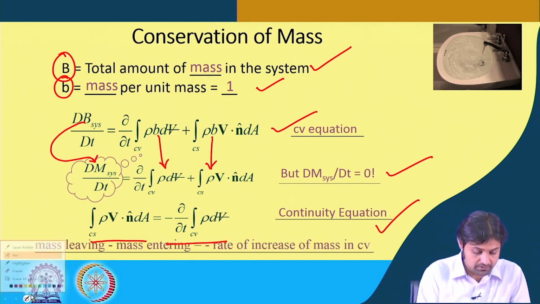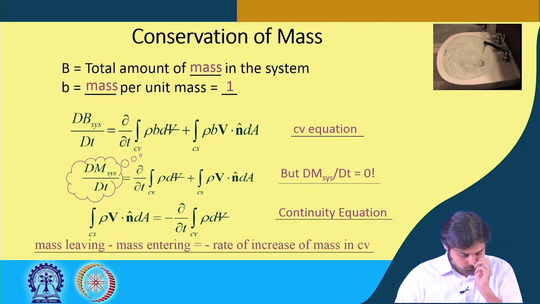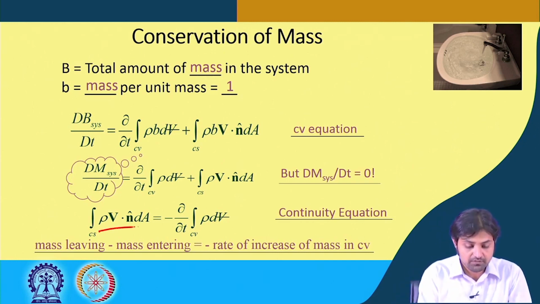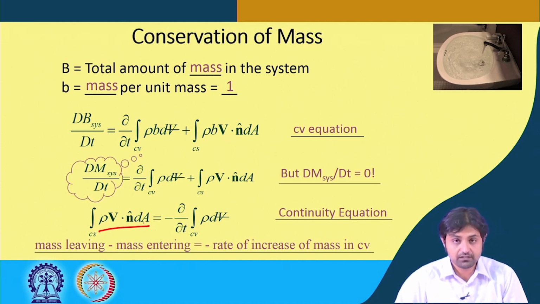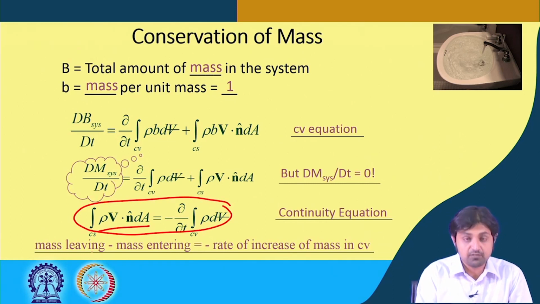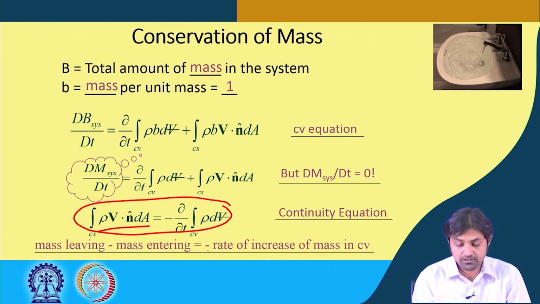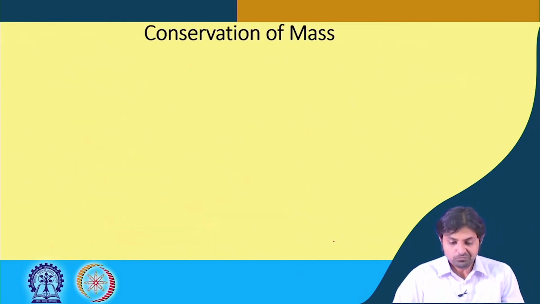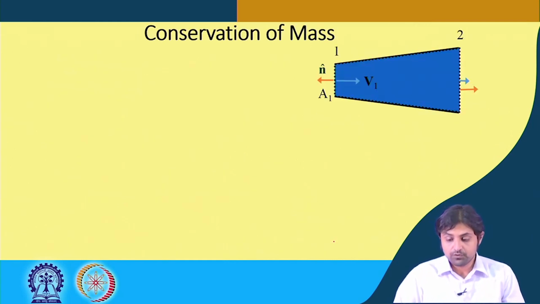So I will just erase all the ink. So it says mass leaving minus mass entering. You remember we saw the property influx was the property leaving minus property entering. Here in this case, it is mass. This equation here tells us that mass leaving minus mass entering is minus the rate of increase of mass in the control volume.